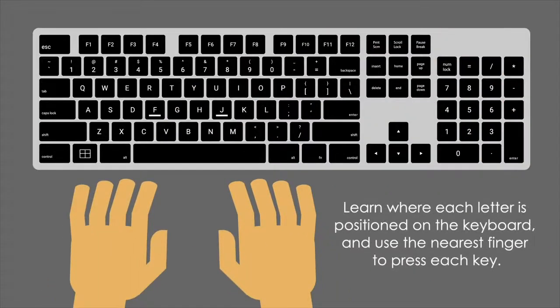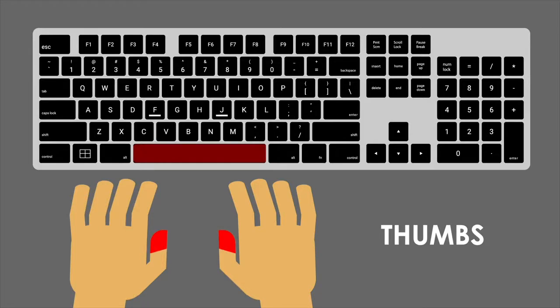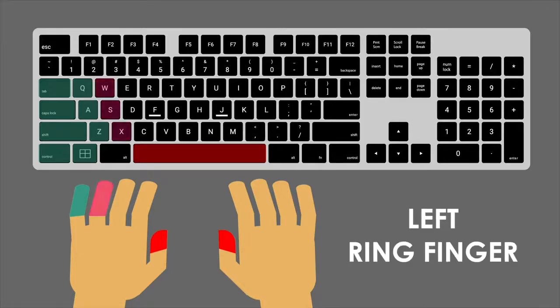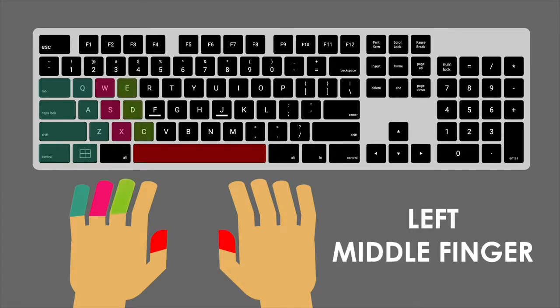Learn where each letter is positioned on the keyboard and use the nearest finger to press each key. The thumbs are never the nearest finger. They are only used on the spacebar. Q, A, and Z are typed with the left pinky, and so are the tab, caps lock, and shift keys. W, S, and X are typed with the left ring finger. E, D, and C are typed with the left middle finger.